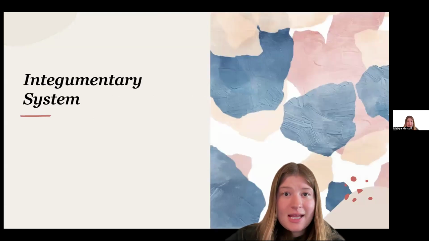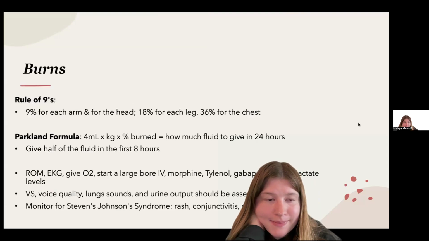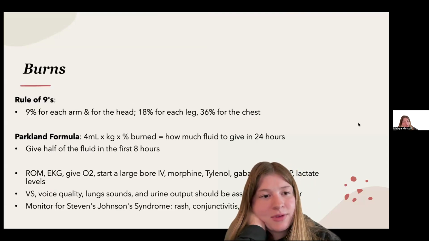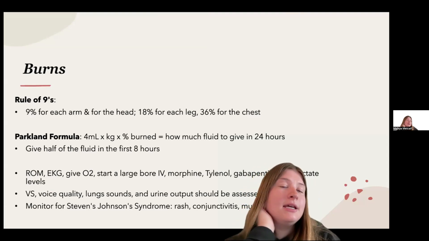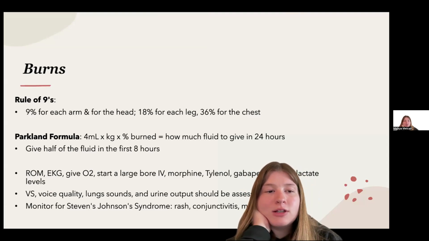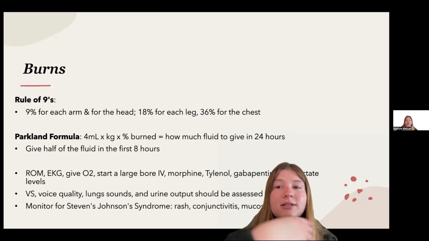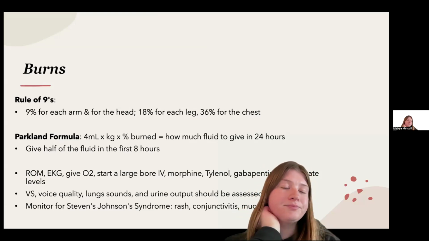Moving on to the integumentary system. So we're going to be starting off with burns. And something that you'll commonly see with burns is the rule of 9s. So the rule of nines is just a way to help remember kind of what percent of the body's been burned. So we typically attribute 9% for each side of each arm, 9% for the head, 18% for each leg, and then 36% for the chest or kind of like your torso.